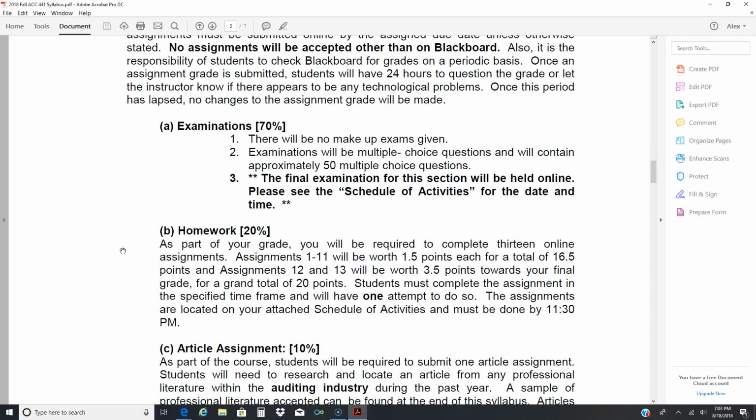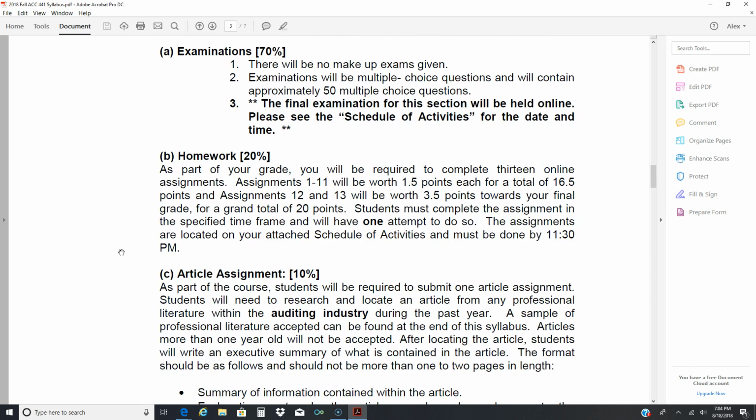Homework assignments. As part of the grade and worth 20%, you'll be required to complete 13 online assignments. Assignments 1 through 11 will be worth 1.5 points for a total of 16.5 points, and assignments 12 and 13 will each be worth 3.5 points toward your final grade, for a total of 20 points. Students must complete the assignment in the specified time frame and will have one attempt to do so. The assignments are located on your attached schedule of activities and must be done by 11:30 p.m.